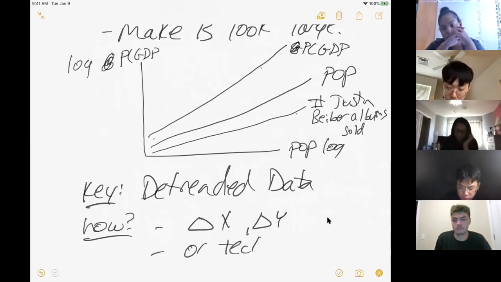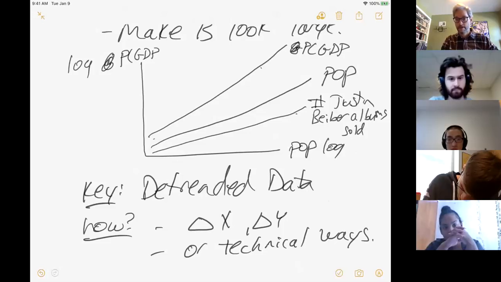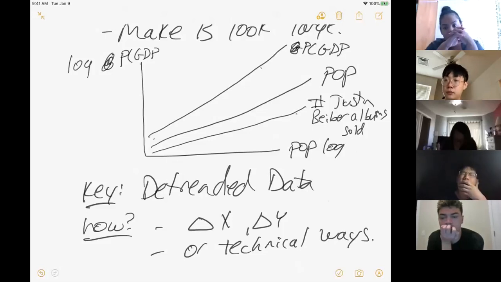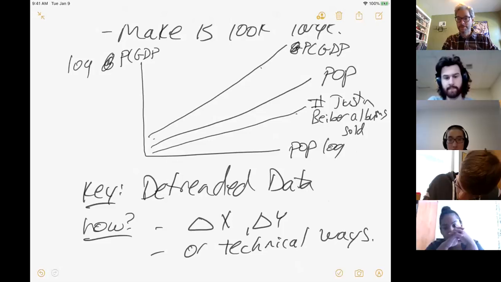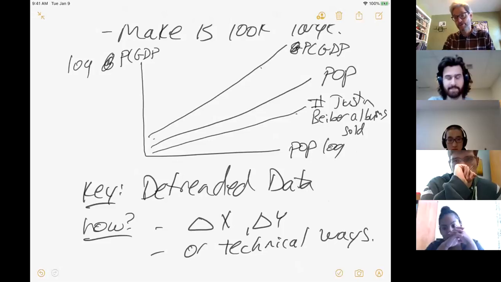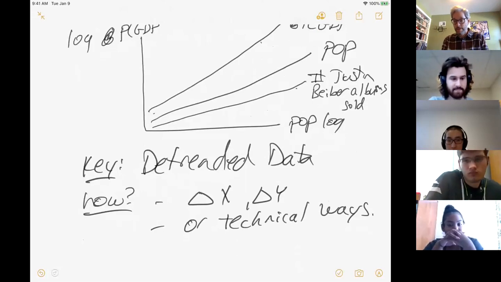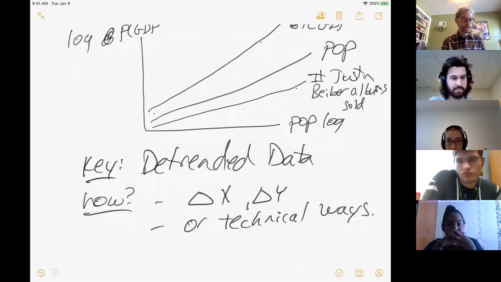Or there's other technical ways of doing this, right? Max, because he just took intermediate macro, probably has nightmares waking up in the middle of the night, remembering all that detrending stuff we talked about, right? And those of you who took intermediate, we talked a lot about how you can detrend the data. I don't want to go back into all that again, other than to say you can detrend data, and that's what you should do. If you have time series data, you should detrend it first, right?